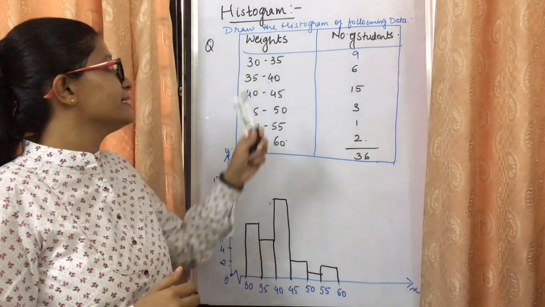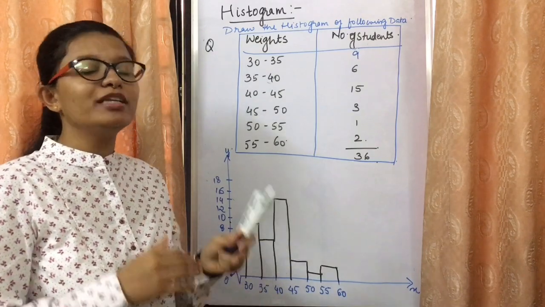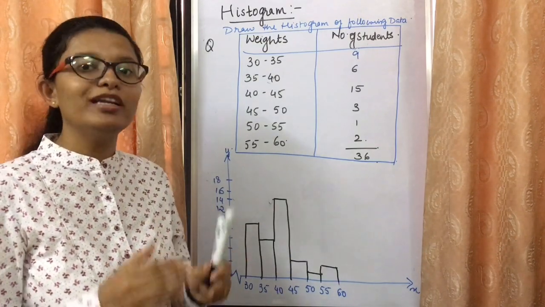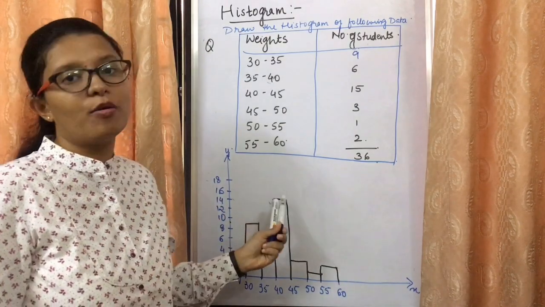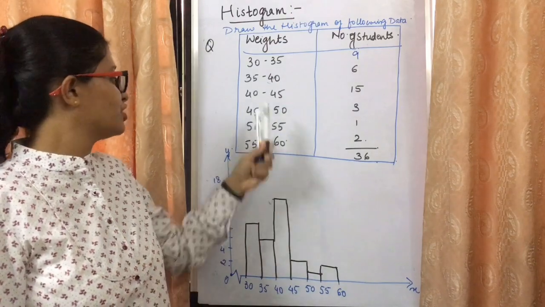Now the question arises, if the class intervals are not continuous, then what we need to do is we need to make the class intervals continuous. Then only we can plot or represent in the form of the histogram. We will see that type of questions, so you can know how to solve such type of questions.